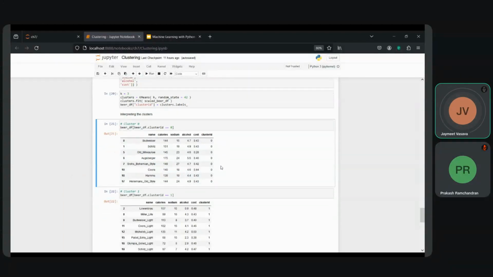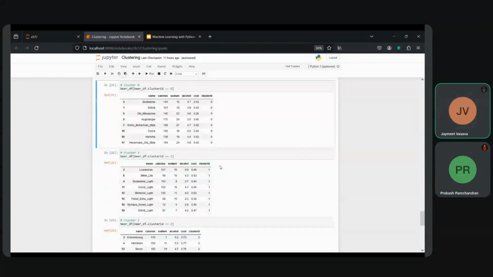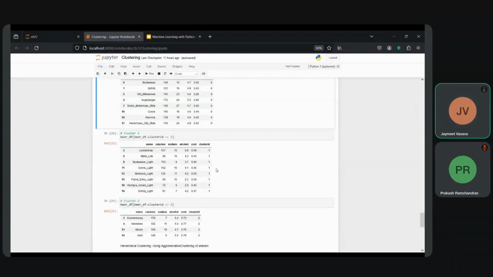And they do show certain similarities between them: medium alcohol content and medium cost price. For cluster ID equals 1, they have a low alcohol content and low calorie value. A medium alcohol content but low calorie values.